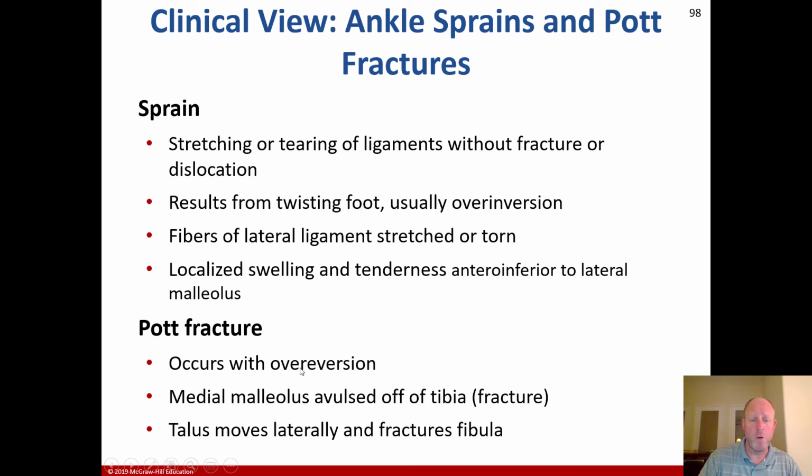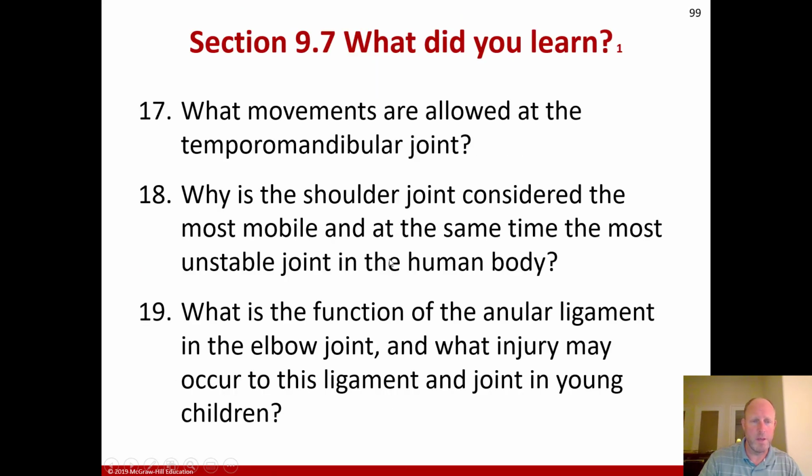Pott fracture occurs with over-eversion, too much weight toward the inside of the foot. The medial malleolus is avulsed off of the tibia, that fracture there. The talus moves laterally and fractures the fibula.